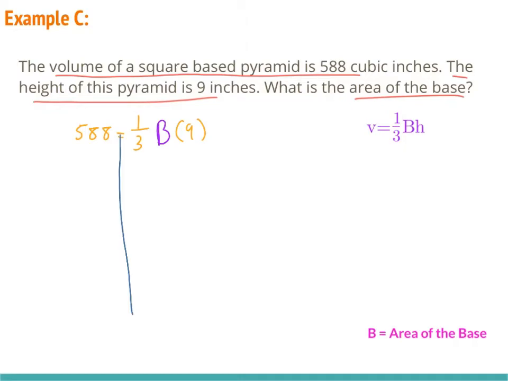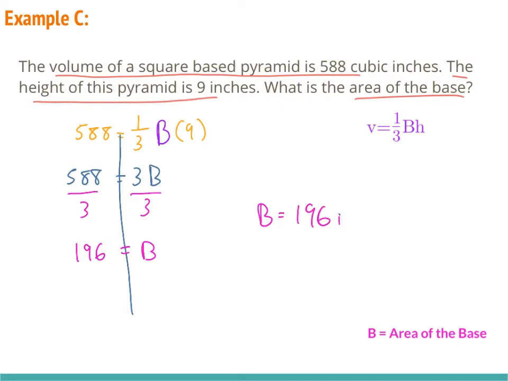So 1/3 times big B times 9 is 3B, because we don't know what the B is. Bring down our 588, and now we need to solve our one-step equation by dividing both sides by 3. When we take 588 and divide it by 3, our final answer is going to be 196 equals big B. Now again, we have to label our answer, so our area of the base is going to be 196 inches, and it's just going to be squared since we're talking about the area of the base.